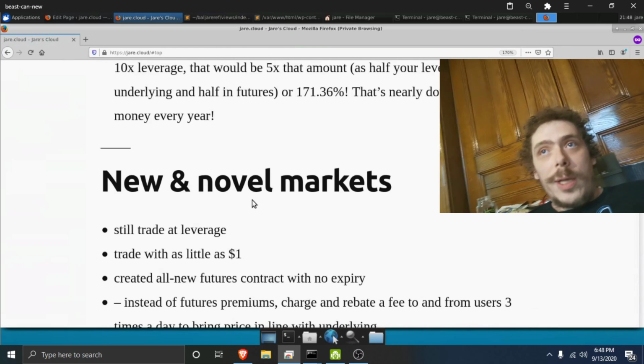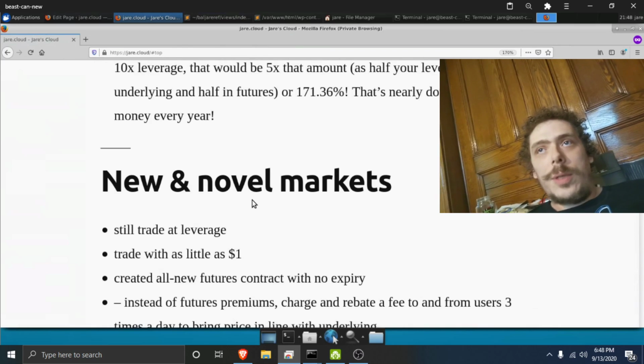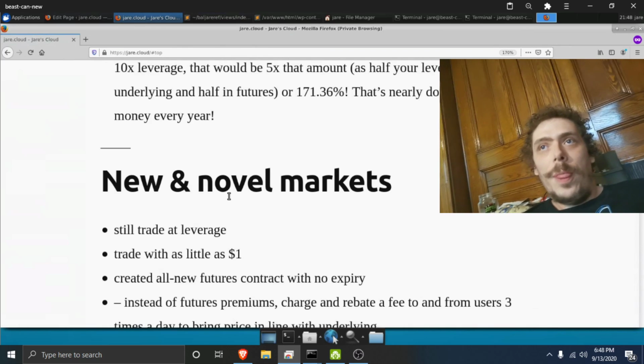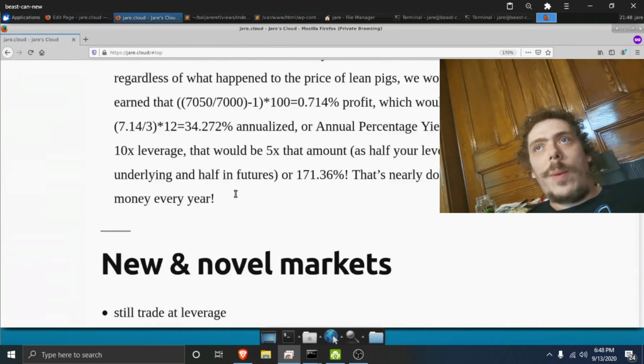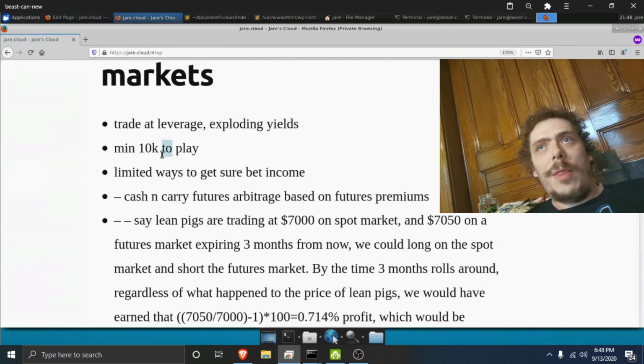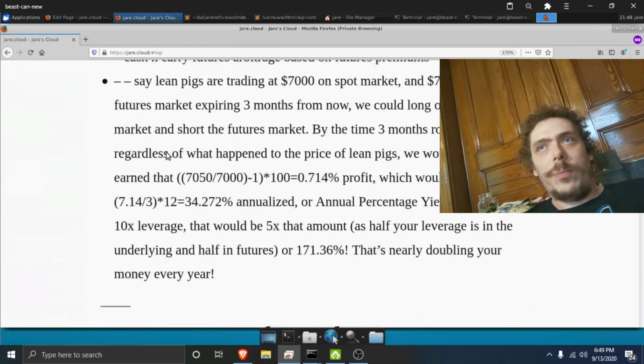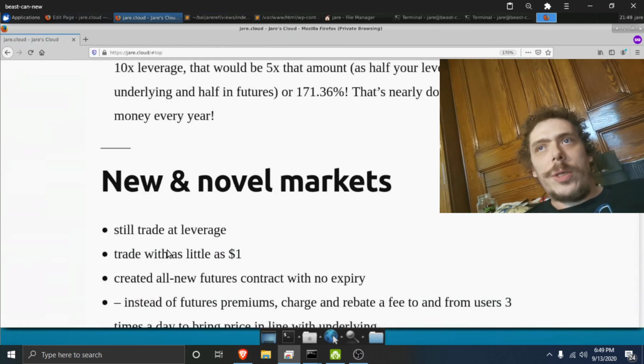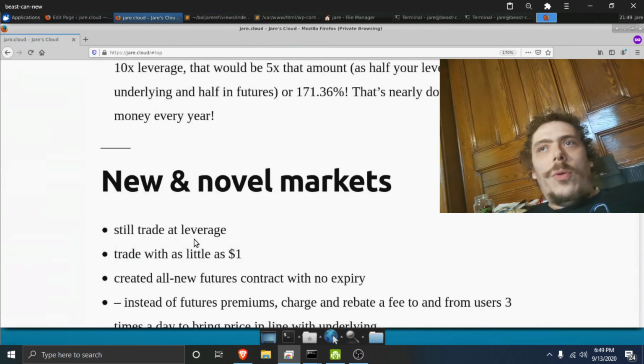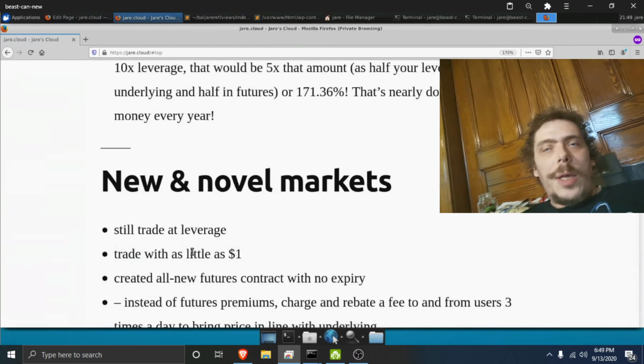Anyway, we're still trading leverage. Most of these markets allow you to go up to like 100x leverage or 20x leverage or whatever. So 20 times your money, 100 times your money, and 100 or 20 times your results, or whatever. You can trade with as little as $1. Now remember up here I said that you needed at least $10,000 to trade these traditional futures markets. With these futures markets, you need only $1. They created an all-new futures contract, or like a kind of futures, like the pigs that expire 3 months from now.